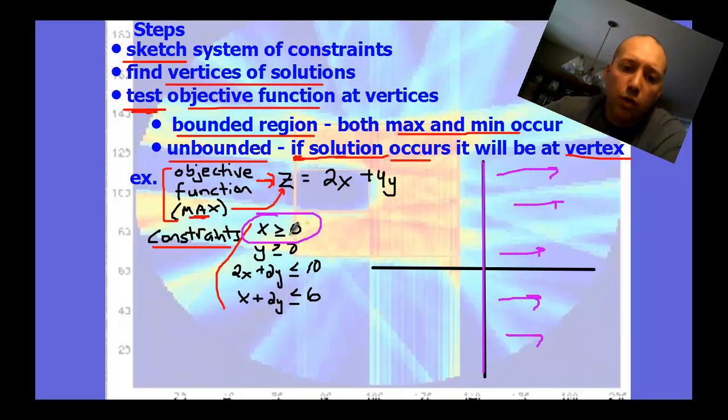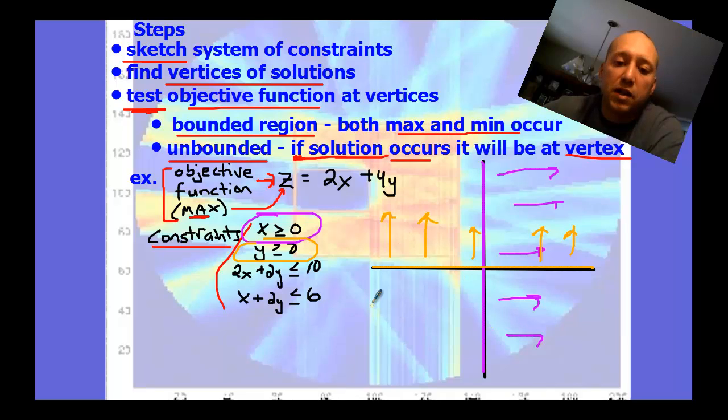Then we can do y is greater than or equal to 0 in orange. So we have the horizontal line at 0, and then above it. Those first two constraints pretty much just make us have a solution set that's the first quadrant, which happens a lot in real-life examples where it doesn't give us any negatives.